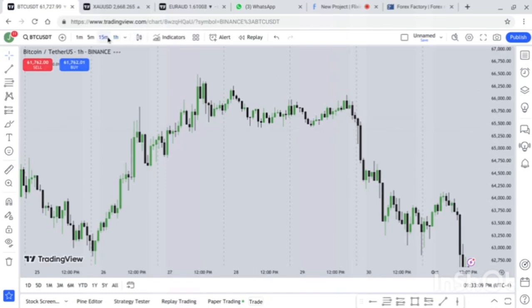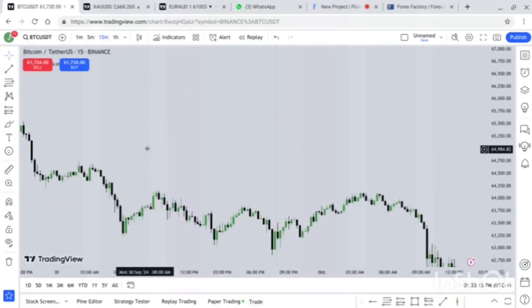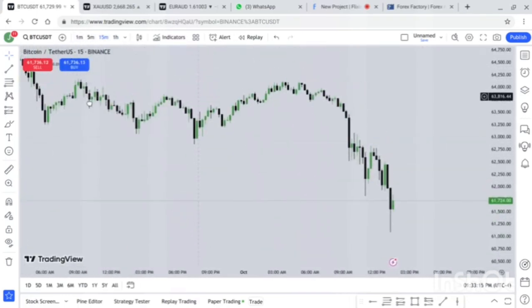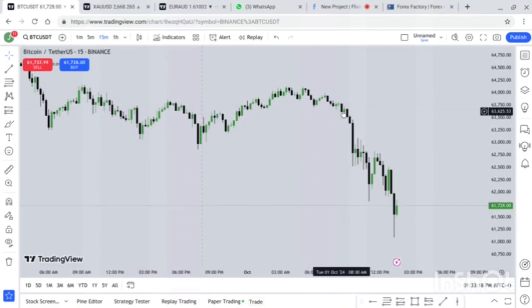So if I'm on the 15-minute time frame and I want to take an entry and head for my profit on the 15-minute time frame, let's say for example I took a trade here and I want to take profit at this place here. You just have to count from here. 1, 2, that is 15, 30 minutes, 45 minutes.